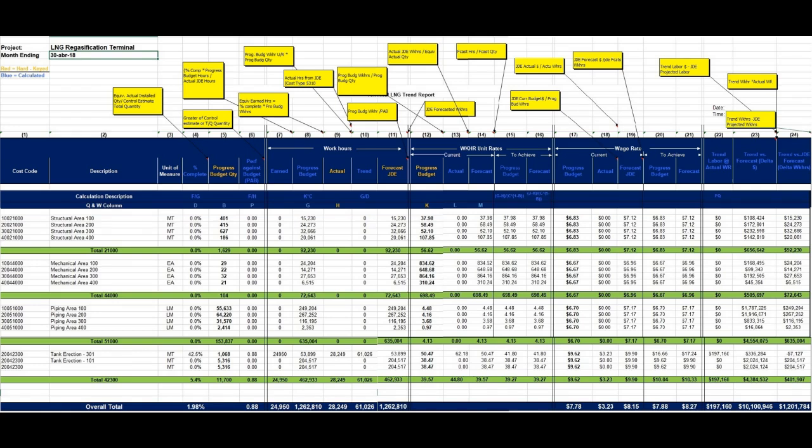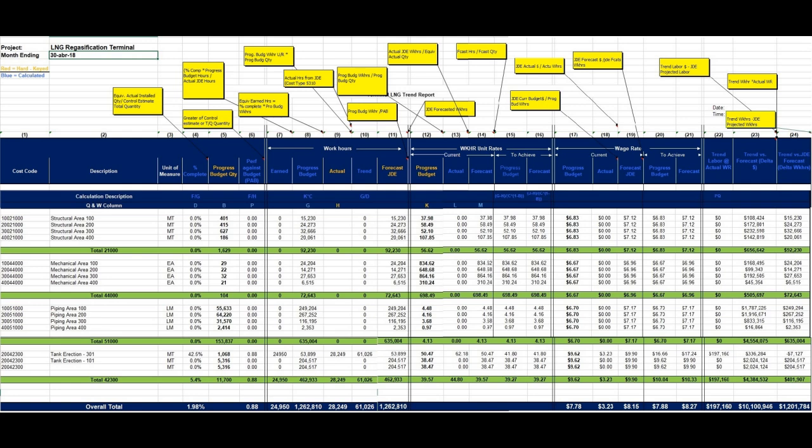Hi everyone, this time I present a project trend report through an exercise related to an LNG regasification terminal project. The figure in front shows the Excel sheet displaying the layout of its interface. The purpose of this trend report is to provide an evaluation of construction performance with respect to work hours and wage rates, allowing the user to identify areas of potential concern which would require further analysis.